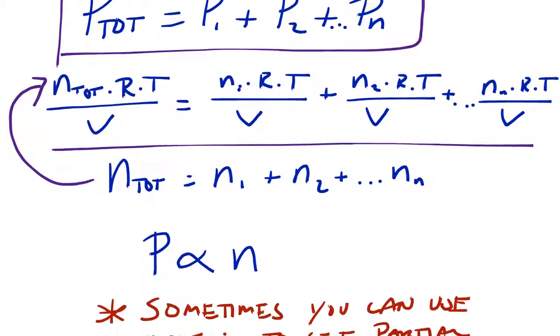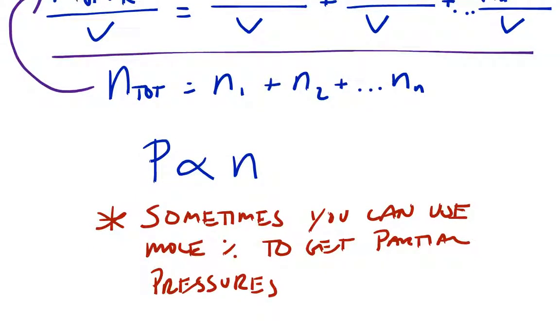Sometimes you can use mole percentages to get partial pressures because the pressure is related to the number of moles. So you can get percentages. Once you get percentages, you apply those percentages to the total pressure to get the partial pressure of each gas.